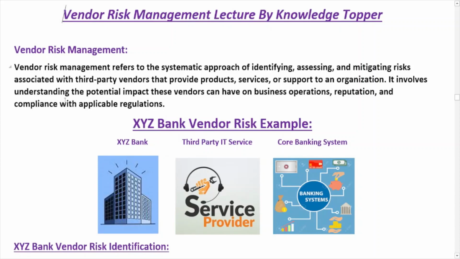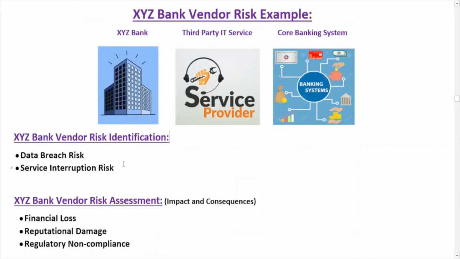As we discussed in our definition, vendor risk management refers to the systematic approach of identifying, assessing, and mitigating risk associated with third party vendors. So we follow the same process and firstly try to identify all possible vendor risks that XYZ Bank is exposed to. The first one is data breach. In this risk, they have identified that the IT services provider has access to customer data, which introduces the risk of a data breach, potentially leading to financial losses, reputational damage, and legal consequences as well.